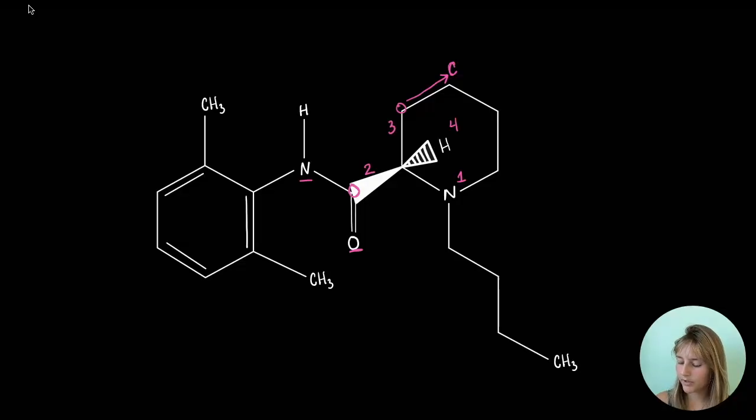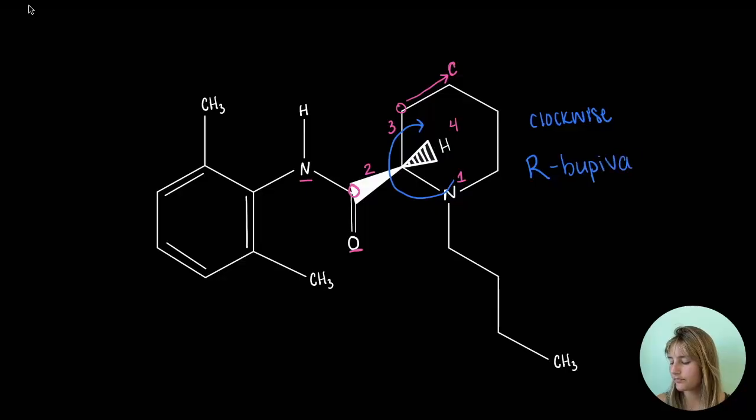Then we can take these priorities and draw an arrow from 1 to 3, and we can see that it's clockwise. A clockwise arrow indicates that we have the R configuration for bupivacaine, which means we have R-bupivacaine. And since there's one chiral center here, we know that there's going to be 2 stereoisomers, which means there's going to be 2 enantiomers, since they come in pairs.